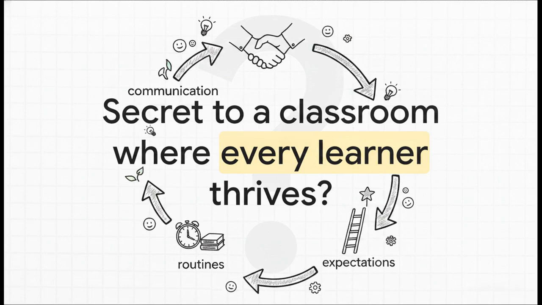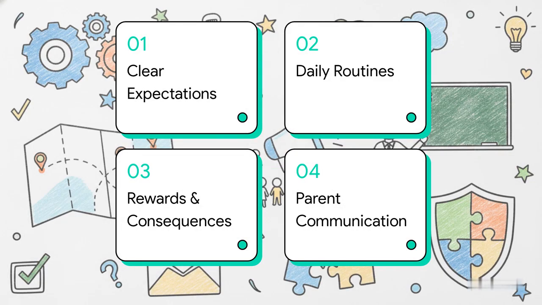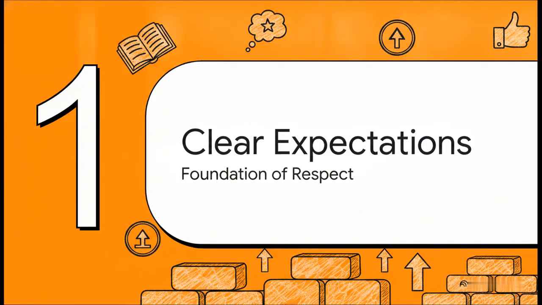The secret is treating classroom management not as a disjointed list of do's and don'ts, but as a living, interconnected ecosystem where your routines, expectations, and communication all feed directly into one another. So here is our roadmap for today. We'll be covering 1. Setting clear expectations. 2. Building daily routines. 3. Managing rewards and consequences. And finally, 4. Parent communication made easy.